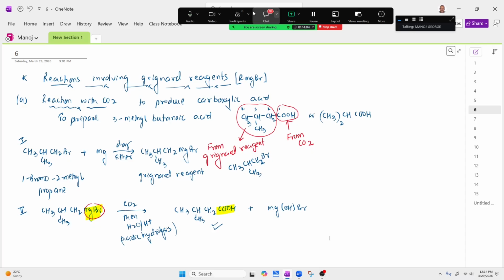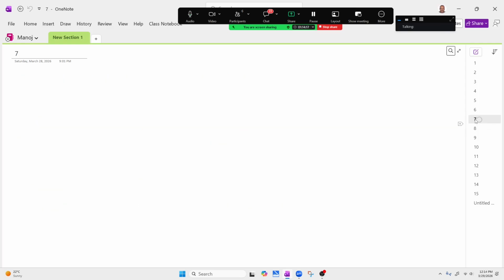Okay, so let's do an example. This was, let's say, example 1. So let's do example 2. To prepare propanoic acid using a Grignard reagent plus CO2.